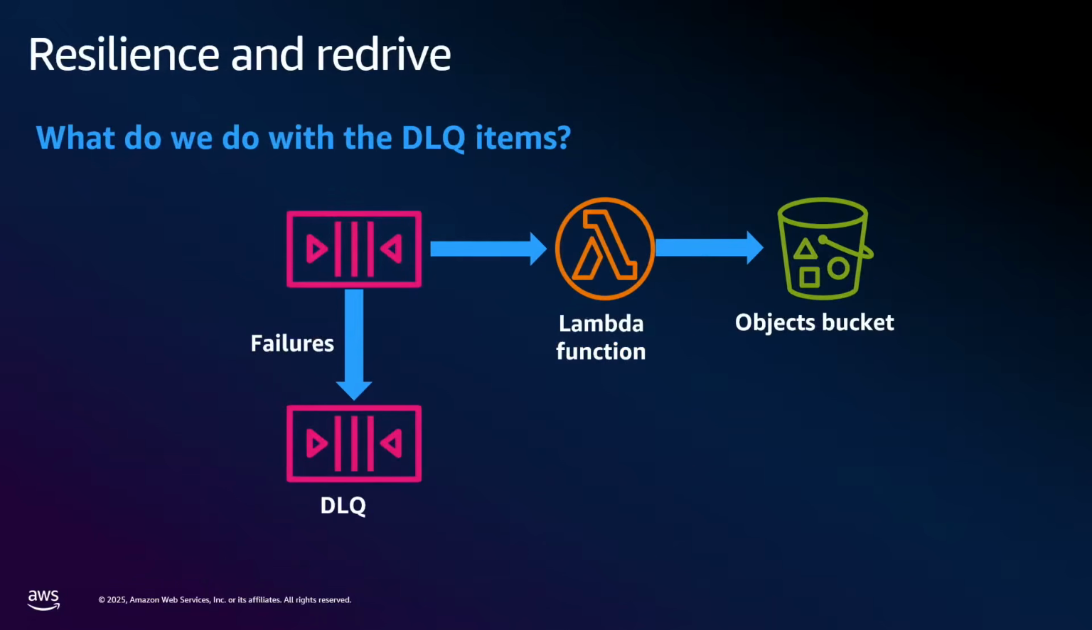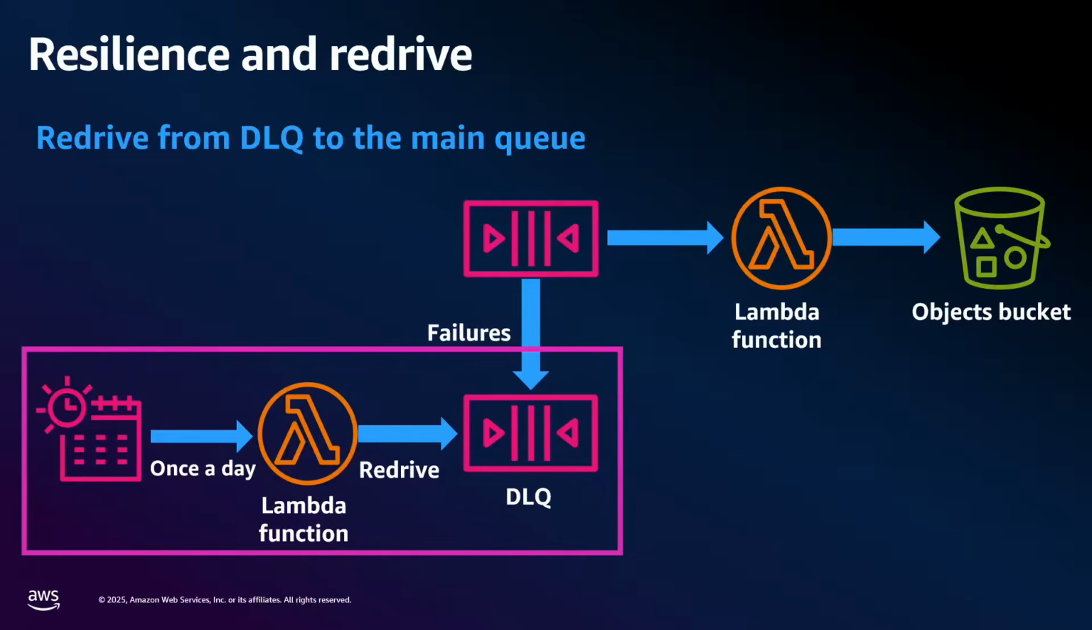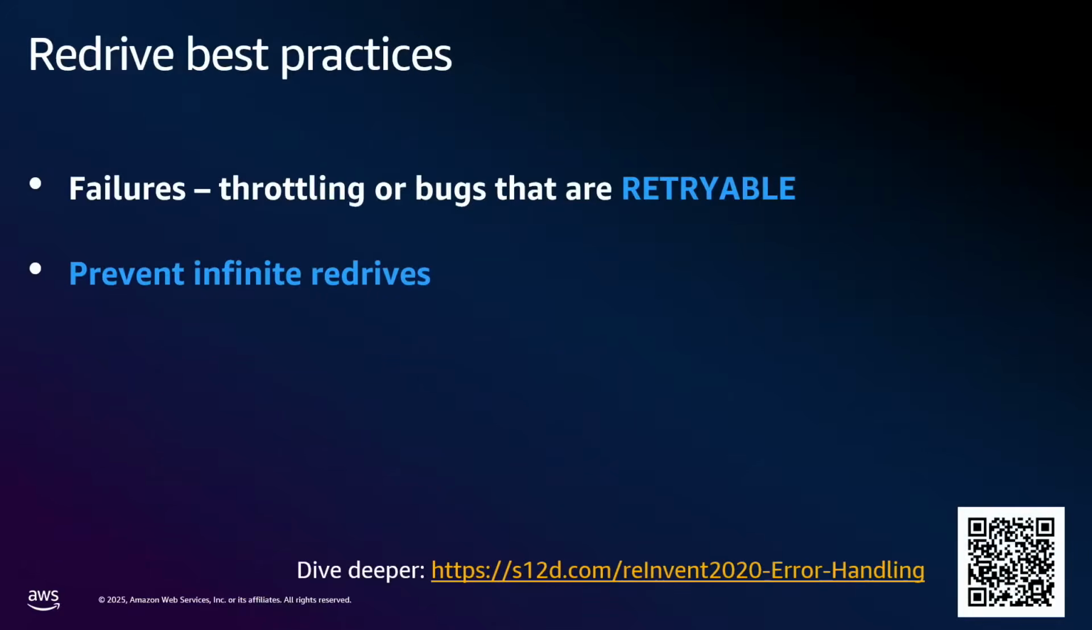But what's funny is that most people don't actually know what to do once they have captured some messages in the DLQ. How do you go about reprocessing those failed messages? One way to do this is to have a cron job that runs, say, once a day, and basically redrives those messages from the DLQ back to the main queue so that you can process them again. And this is the automated way of doing things.